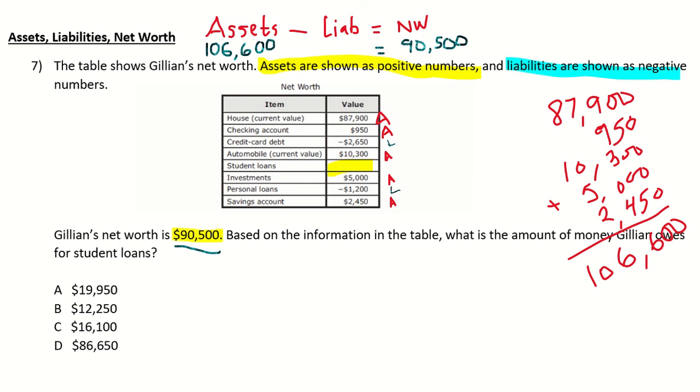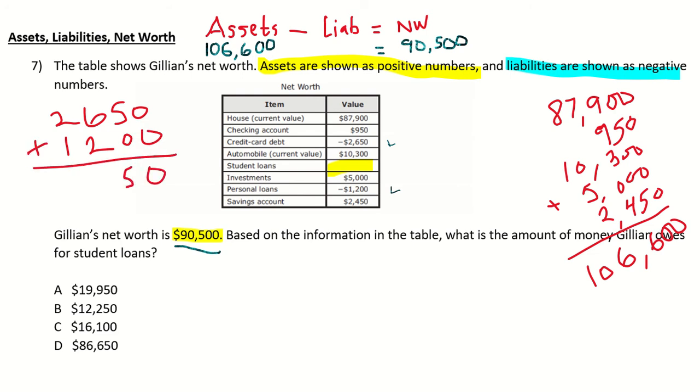So liabilities are the negative numbers here in the table. We have two negative numbers here: 2,650 and personal loans of 1,200. Let's add these. 6 plus 2 is 8 and 3.